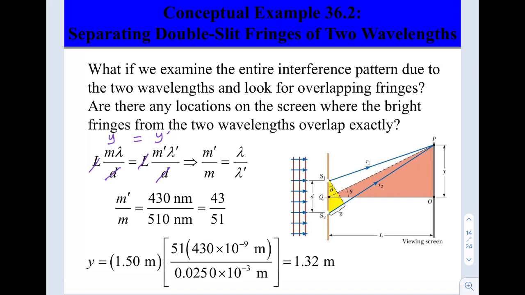Why don't we calculate y prime? It's the same thing. You just make sure the order is correct with the wavelength. If you are using 43, you are going to use the 510 nanometer wavelength. You will get the same answer. So this means that 1.32 meter from the center of the screen is the position where the two fringes are going to overlap for the two different wavelengths.